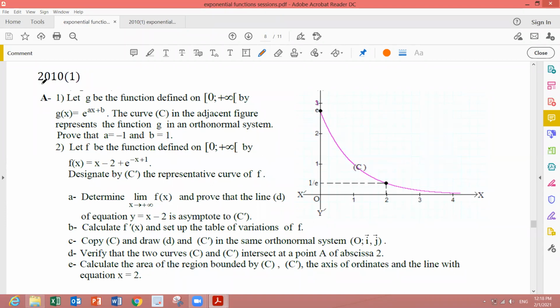Okay. Did you have homework 2010, yes? The first chance. Part A. Let g be the function defined on 0 plus infinity by g of x equals e to the ax plus b, and C its representative curve in an orthonormal system. How to prove that a equals minus 1 and b equals 1?